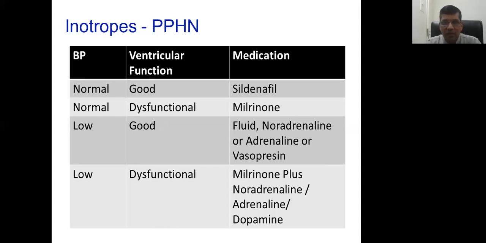Blood pressure normal, ventricular function good: sildenafil, nitric oxide. Blood pressure normal, ventricular dysfunction, you know. Blood pressure low, ventricular function good: noradrenaline, adrenaline, vasopressin with fluid. Low blood pressure, ventricular dysfunction: combination of milrinone plus noradrenaline. This combination is very useful, which I need to document as an observational study: combination of noradrenaline and milrinone in late onset sepsis. Again, those are the patients where we can think of this.